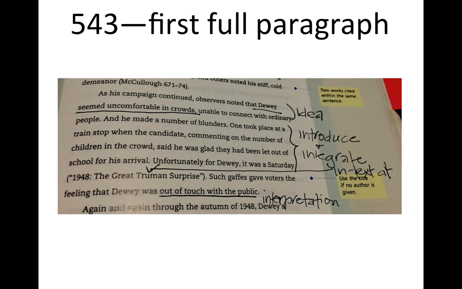So there's another example of using information from a source in a paragraph. This time, the information is paraphrased instead of quoted. I want you to notice, too, what is in the parenthetical citation. Instead of an author and a page number, you've got something in quotation marks: "1948, The Great Truman Surprise." That is the title of an article.